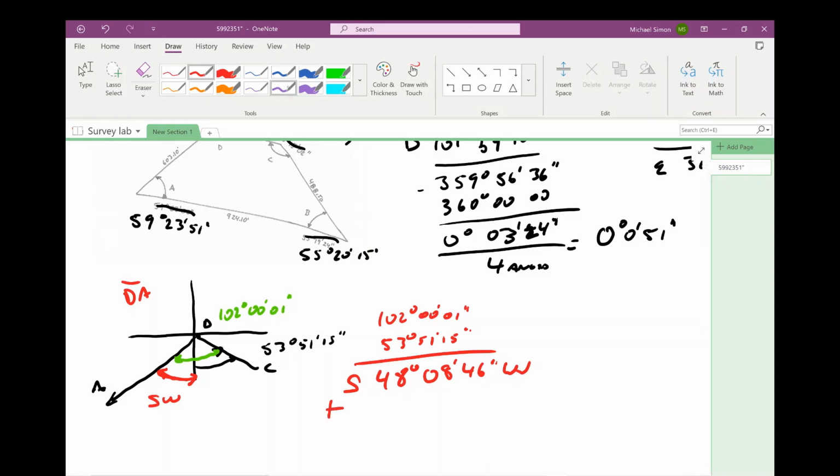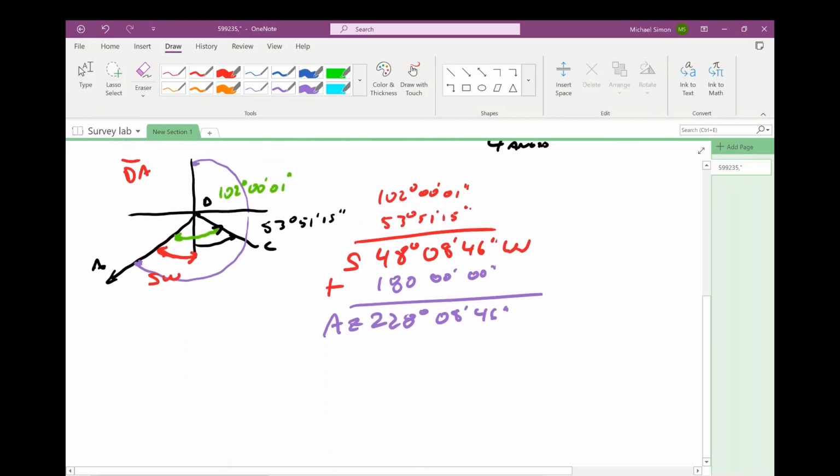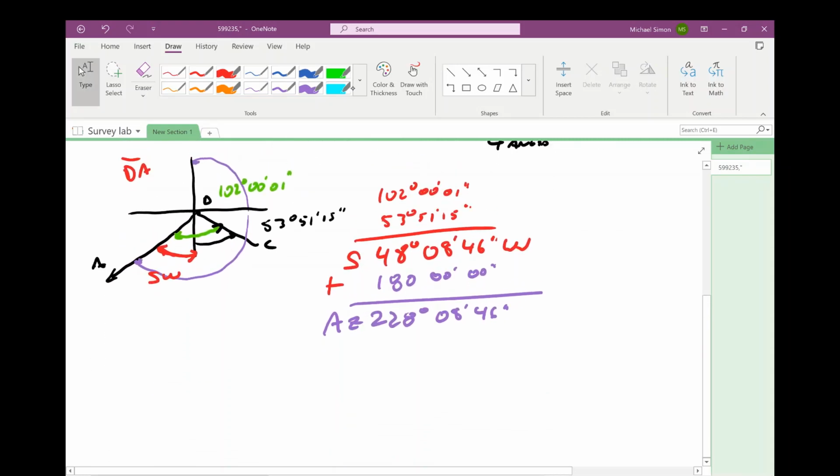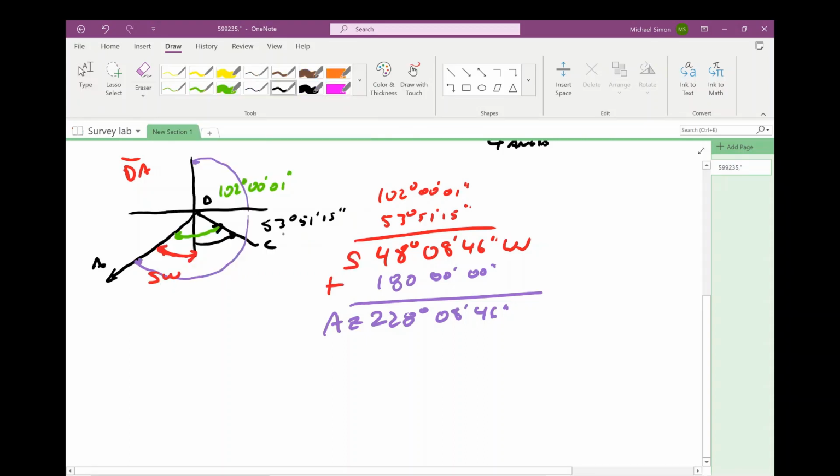We want our azimuth. Azimuth is taken from north all the way around. So we can just add 180. 0, 0, 0, 0. And that gives me 228 degrees, 08 minutes, 46 seconds. That's my azimuth. Okay. And at any time during this video, please pause it or stop it if you need to, take some more notes in here, or backtrack if you have any questions.